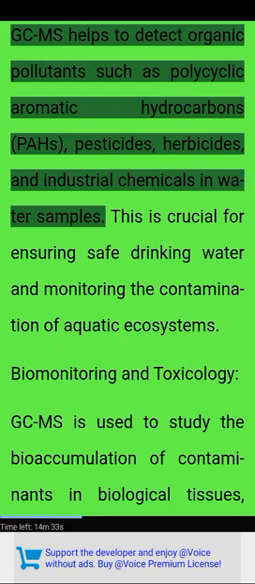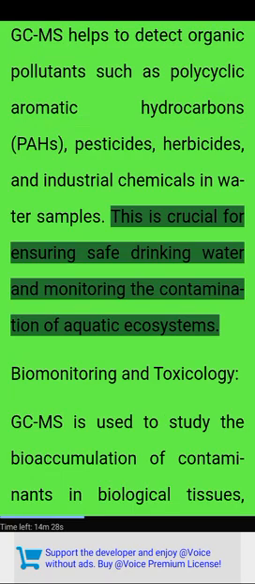Analysis of water quality. GCMS helps to detect organic pollutants such as polycyclic aromatic hydrocarbons, PAHs, pesticides, herbicides, and industrial chemicals in water samples. This is crucial for ensuring safe drinking water and monitoring the contamination of aquatic ecosystems.